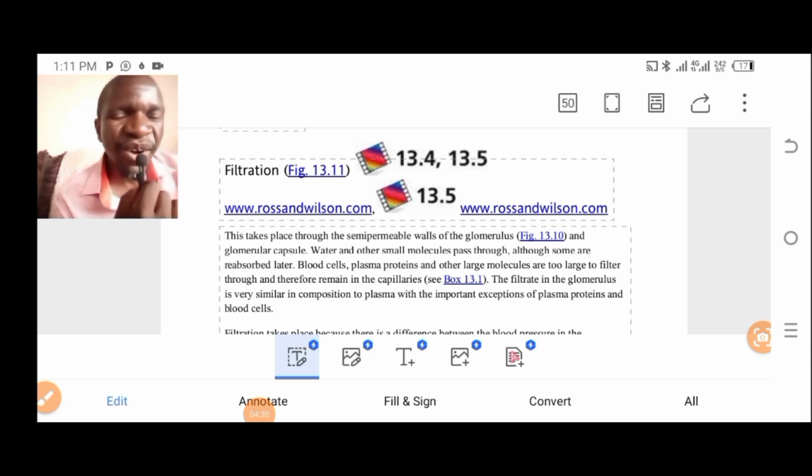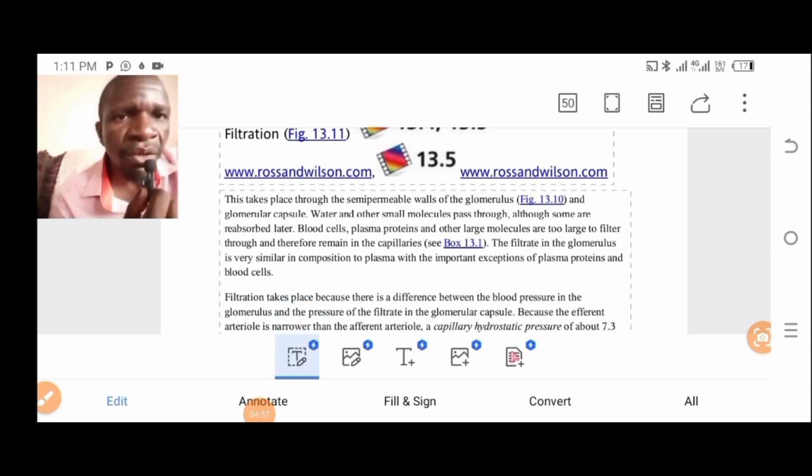If your glomerulus starts letting the blood cells and these large molecules like plasma proteins pass through, then it means you are already ill. That will be a diseased glomerulus. It will be a disease on its own. So a normal glomerulus doesn't allow blood cells, plasma proteins, or other larger molecules to filter through. Therefore, they remain in the glomerulus. The filtrate in the glomerulus is very similar in composition to plasma, with important exceptions of plasma proteins and blood cells.